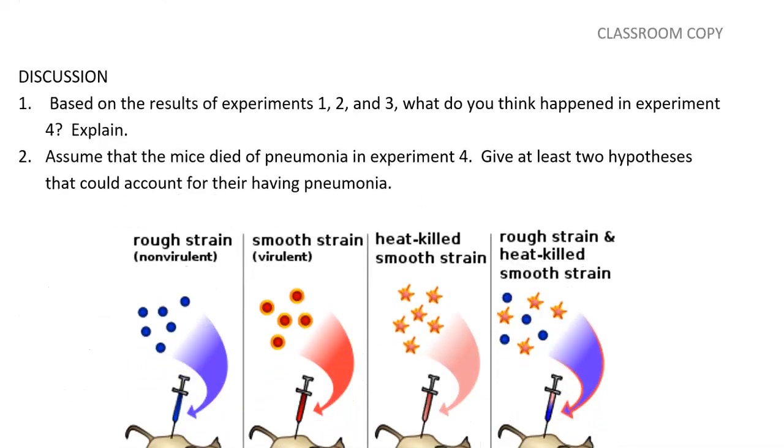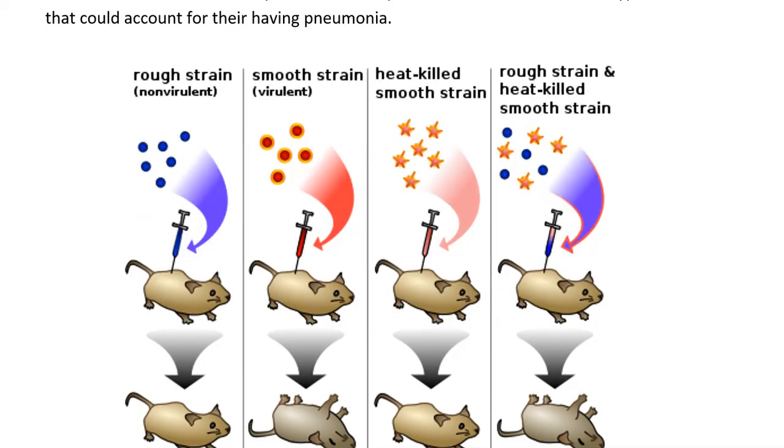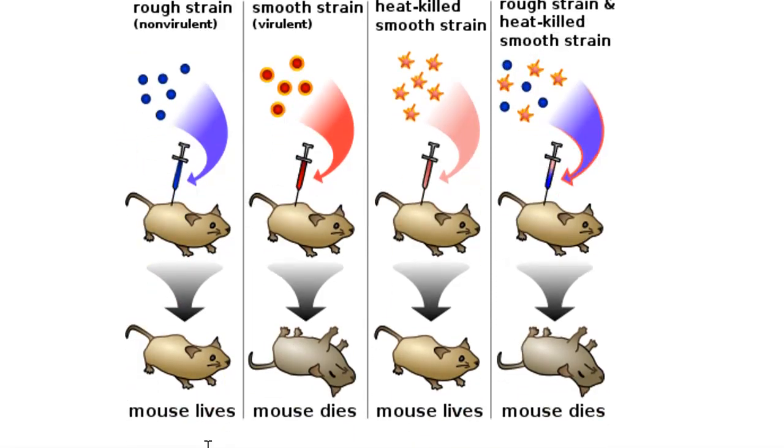Let's actually take a look here. Now, I wasn't here Friday, so I feel like a lot of people are probably confused by the rough and smooth, and what did that mean? Well, the rough strain is going to be the one, and you can see here, the one without capsules, and that's what causes the mouse to live, because if it doesn't have capsules, it doesn't cause pneumonia.